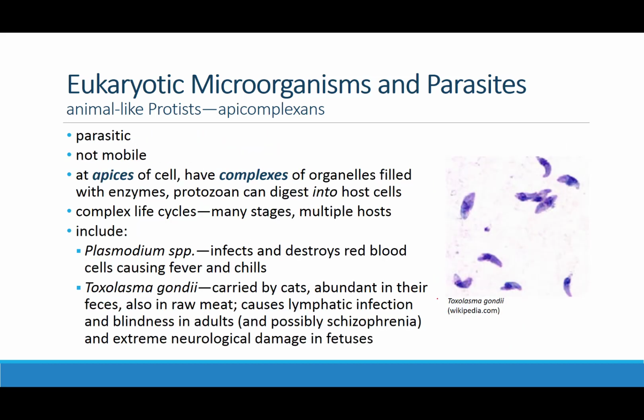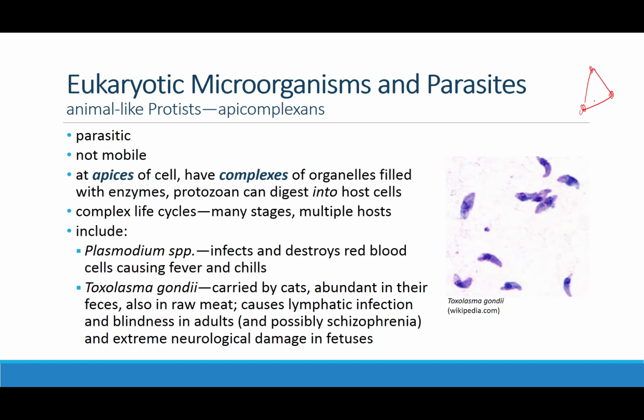Apicomplexans are primarily parasitic. I don't know of any non-parasitic ones, and they are immobile, so they don't crawl or move around. At one end of the cell, what we think of as their apices, so if you think about a triangle, that's an apex. There are three apexes or apices to a triangle. At the tips of the cells, they have these complexes of organelles that are filled with enzymes. So this is a protozoan that can digest its way into host cells, which is just really crazy.